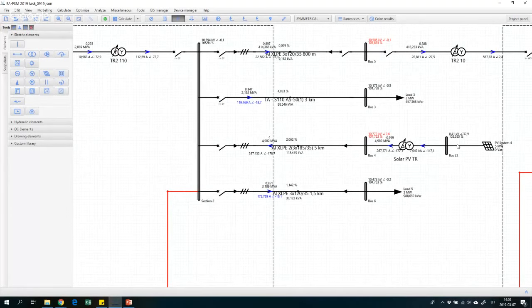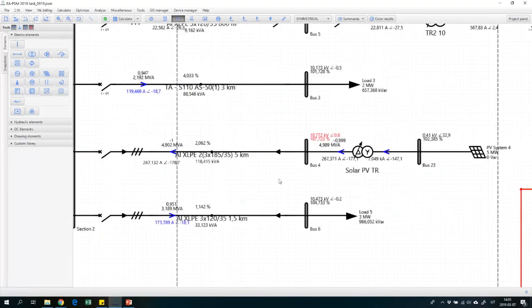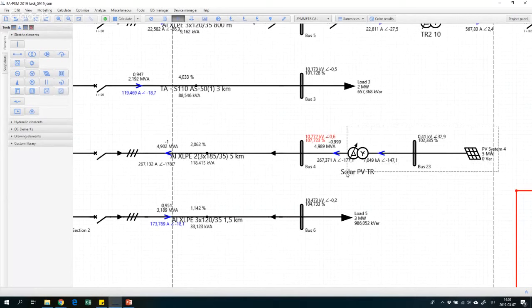Also, you know that cables have capacitive currents, especially in a medium voltage or high voltage network, because there exists capacitance between the cable conductor and the ground. So this kind of software allows us to estimate these parameters as well. For that, let's first of all disconnect only the solar power plant and just try to repeat the calculations.